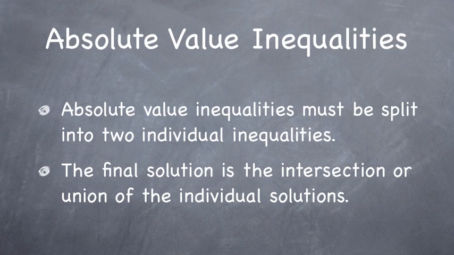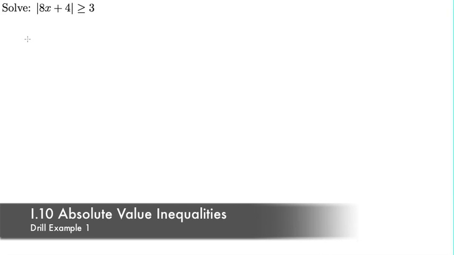Our overall solution for the original inequality, we're going to combine the two smaller solutions either by taking their intersection or their union. If we have the absolute value is less than or equal to something, we're going to take the intersection of the two individual solutions. If the absolute value is greater than or equal to something, we will take the union of those two solutions. So here's one example like what we'll see on our drill problems.